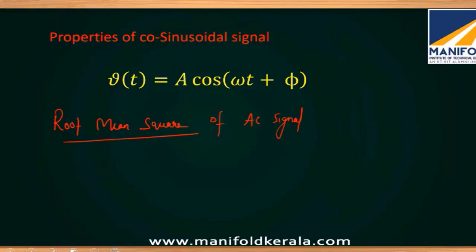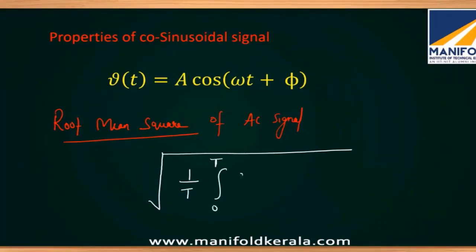Sir, how do we calculate root mean square? It's very simple. If it is a periodic signal, first is what? Root. Mean means 1 by time period into integral 0 to time period. Suppose it is a function of time f of t dt. Square means you square the function.